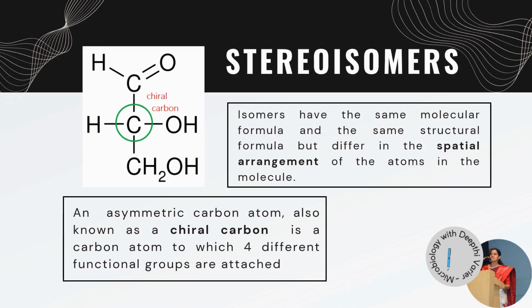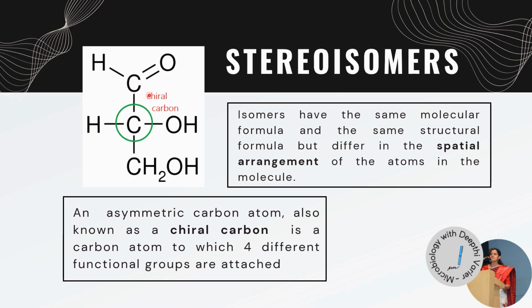Now, stereoisomers are those where the order of atoms is exactly the same in both the molecules. However, when you look at the 3D structure, their 3D organization is different around at least one asymmetrical carbon atom. As you can see here, this is a chiral carbon example that I've given you. So this carbon is now bound to four different groups.